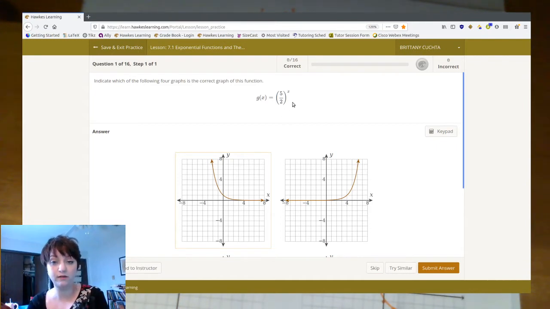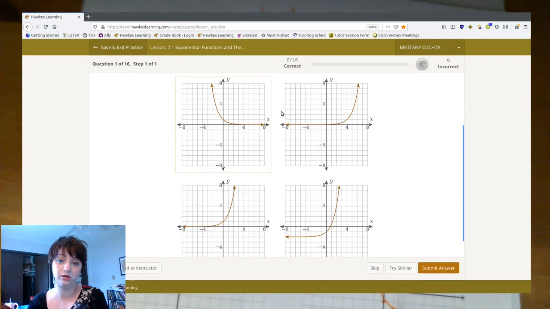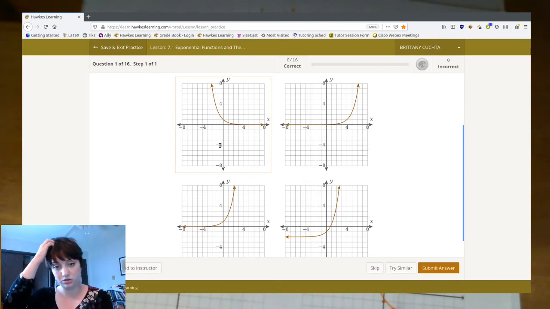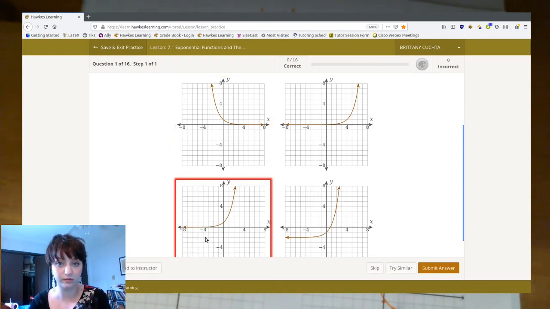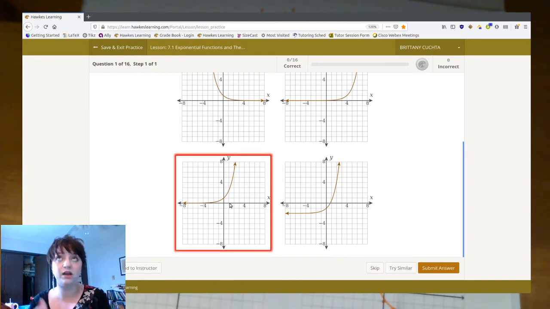So the correct graph has to have the point 0, 1 on it. So it can't be this one, and it can't be this one. It can't be these two. It has to be one of these. If it has the point 1, 5 halves and -1, 2/5, that means it's getting smaller in the negative x direction, and larger in the positive x direction, meaning it has to be this one, right? So this point, 5 halves is 2.5, right? 1, 2.5. Done. So it has to be this one.